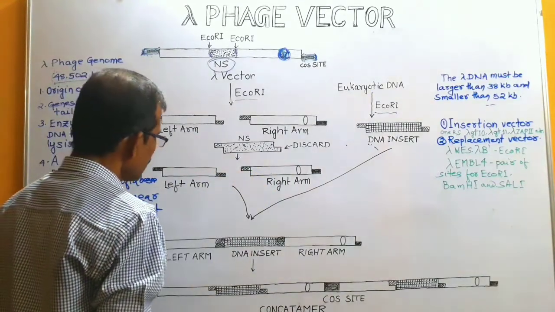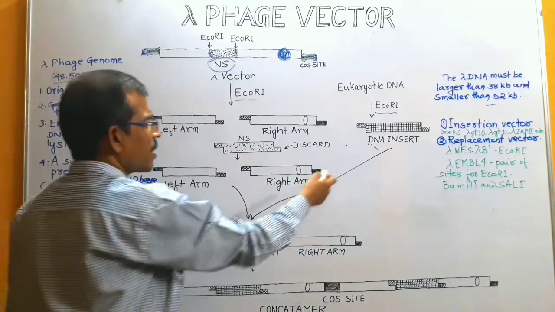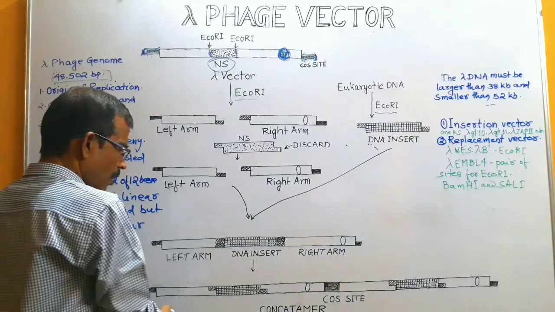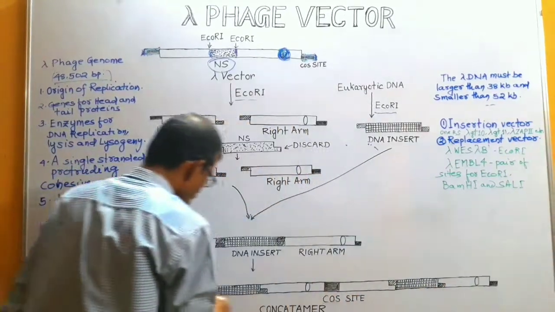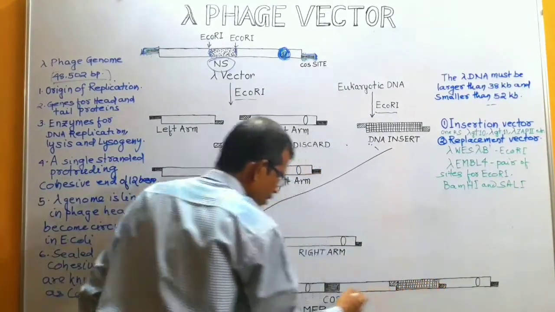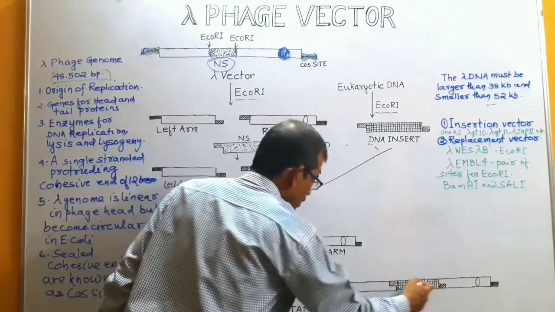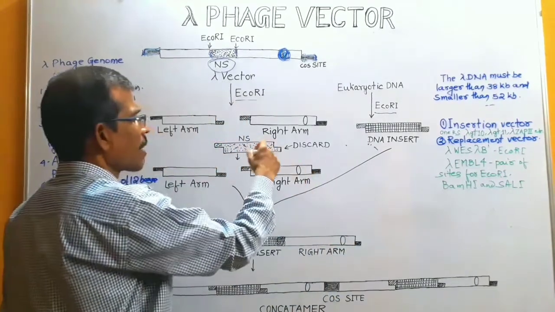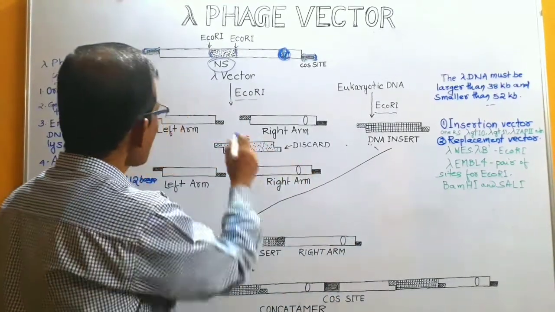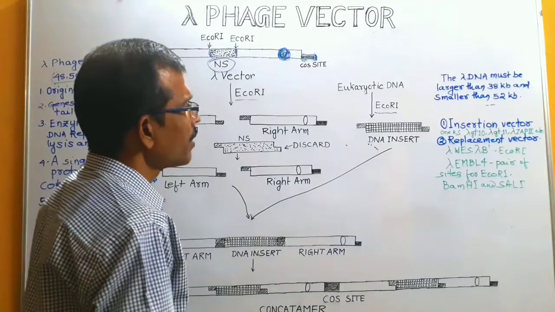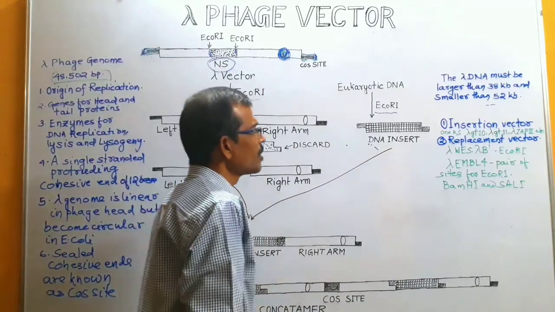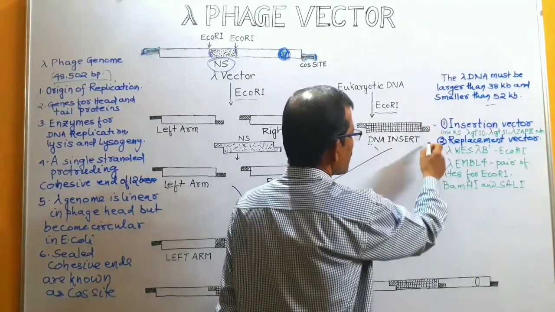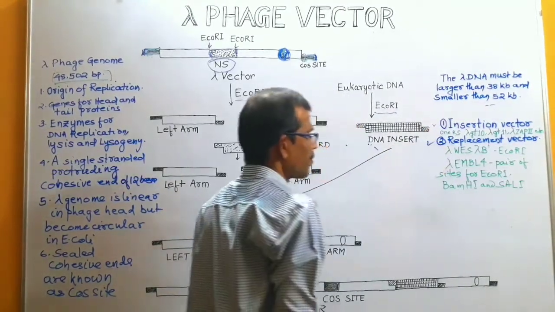And this annealing between left arm, right arm and DNA insert leads to the formation of long concatemers. These concatemers are appropriate precursors for packaging inside the lambda head. And lambda phage vectors can be divided into two different groups. One is insertion vector and the other is replacement vector.